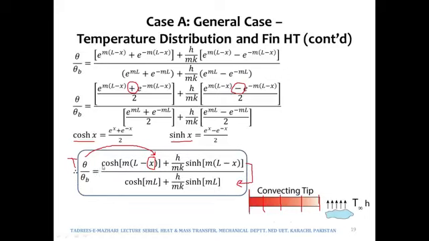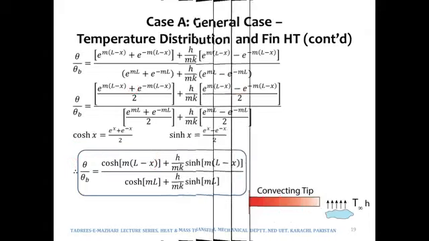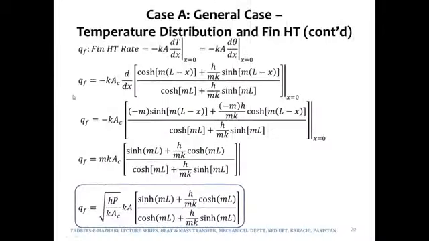See, theta b will come over here and then from the denominator into the numerator of the right hand side, and then cosh of m(l minus x) plus h over mk sinh of the same thing. See, whatever is written here, m(l minus x), is written over here as well, right? And then the denominator is the same as the numerator without an x. So we need to write this whole thing over there.